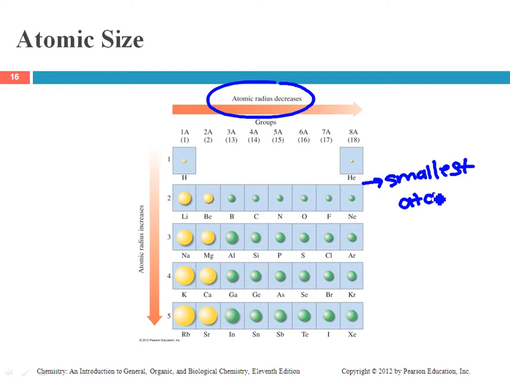Fluorine, neon, helium, these are our smallest atoms. The reason for this is that the nucleus is positively charged. As you move across, you're increasing in atomic number. So it's like 3, 4, and we keep moving over, 5, 6, 7, 8, 9, 10. We're increasing in atomic number.